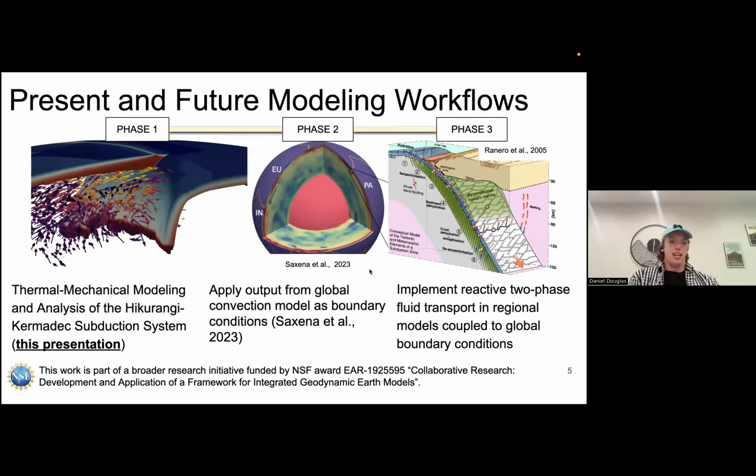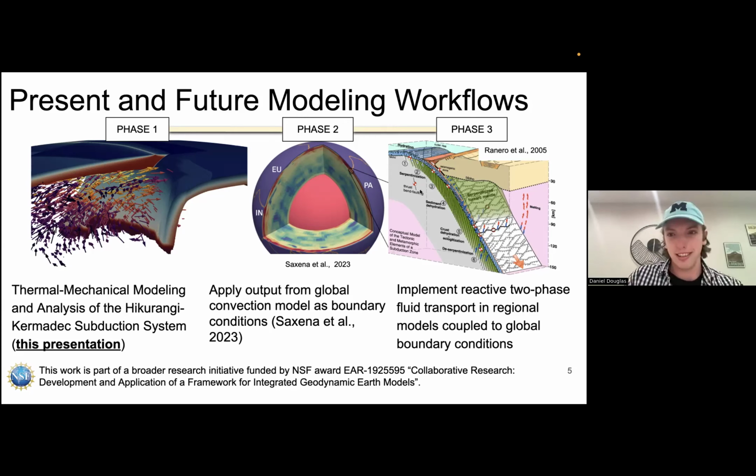And so I'm going to reiterate again that everything I'm going to show you is the combination of the solid subduction for this part of my thesis. This first phase is what I'll be showing you, the thermomechanical model of the Hikurangi system. But the ultimate goal is to create this integrated Earth model through this NSF initiative to couple my subduction models with the models that I believe Arushi outlined yesterday in her presentation as boundary conditions on my regional subduction models, and then implement the reactive 2-phase fluid transport and see how that varies the results.